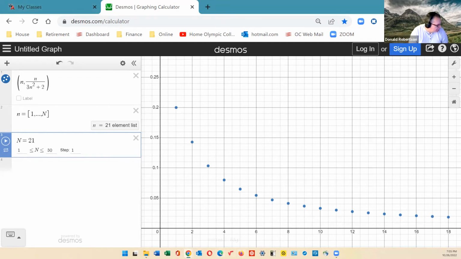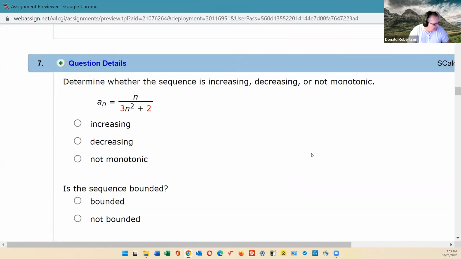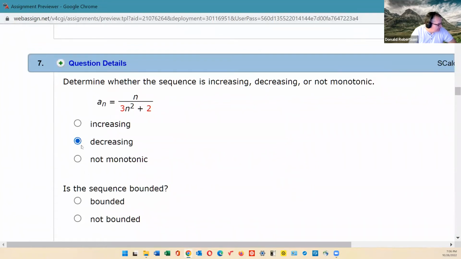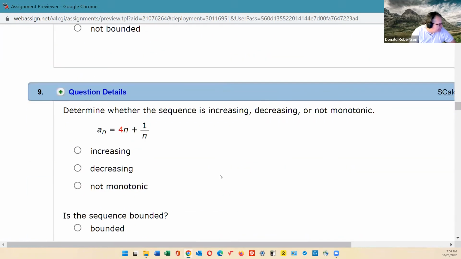So I'm going to go back now. Are you looking at the original function, question 7? In WebAssign, can you see question 7 on your screen? Okay, that's the one I just did. So we decided it was decreasing and it was bounded. If you do this one, it might be decreasing and bounded. It might not be. Do the picture and find out.